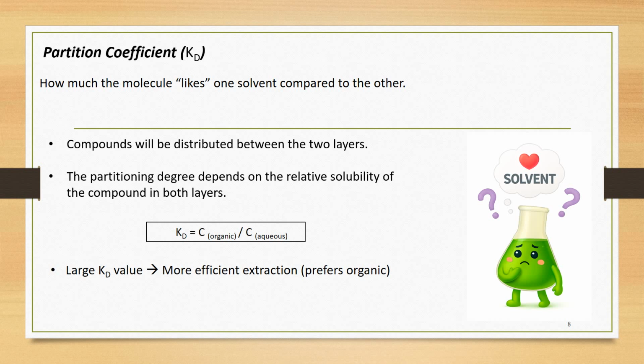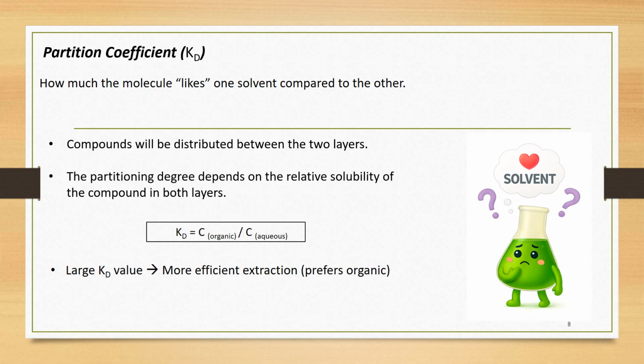Precisely. A small KD means it prefers the water or maybe doesn't have a strong preference, and extraction into the organic layer will be difficult. That predictability is powerful. You're not just guessing. You can actually calculate how well it should work. Yeah. That seems vital, especially for things like designing drugs, right? Making sure they go where they need to. Oh, absolutely crucial. We'll come back to that.